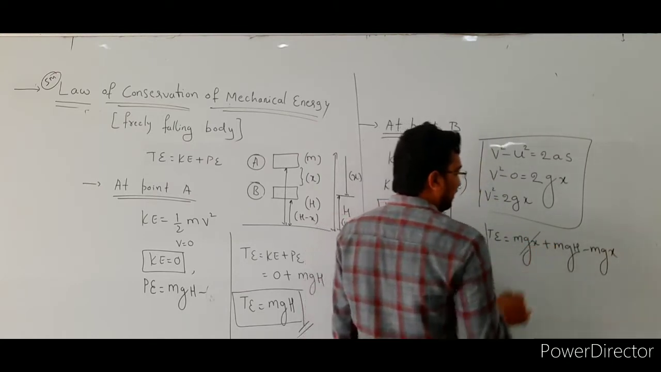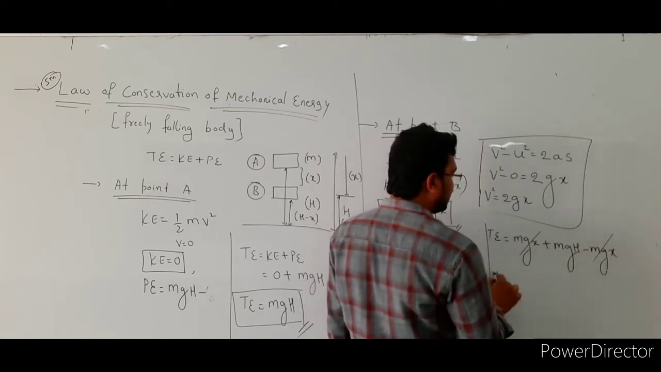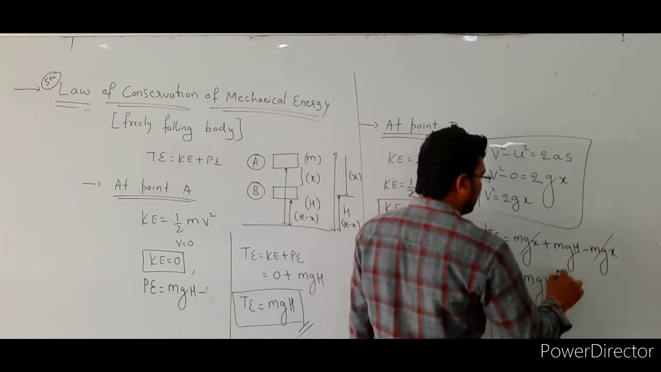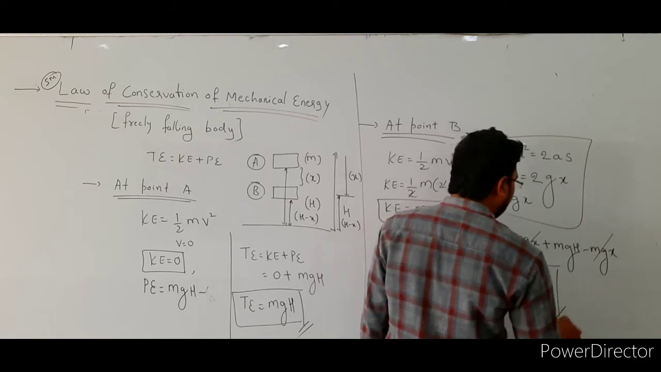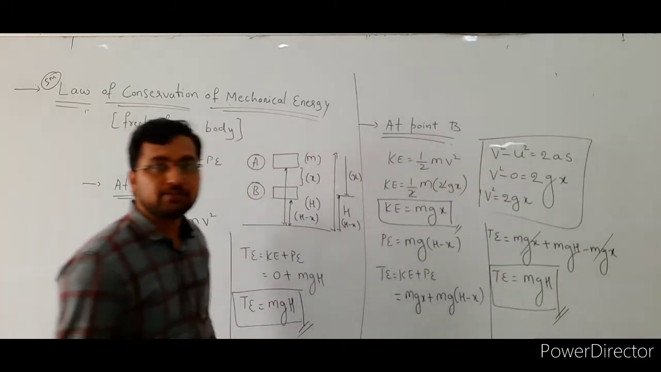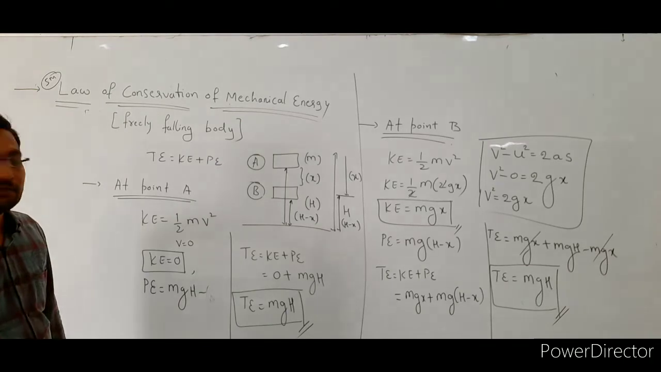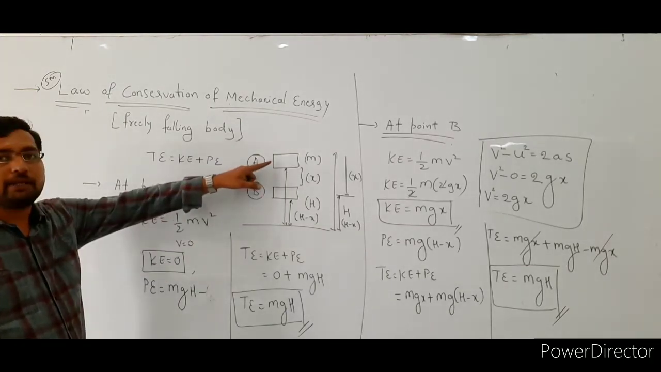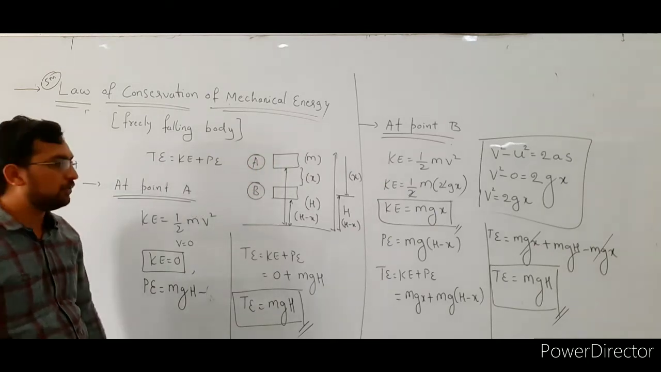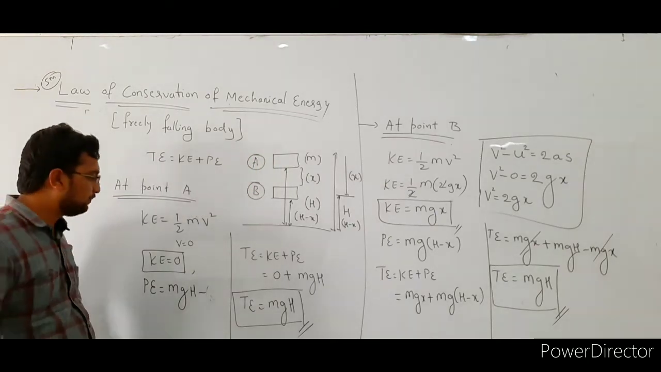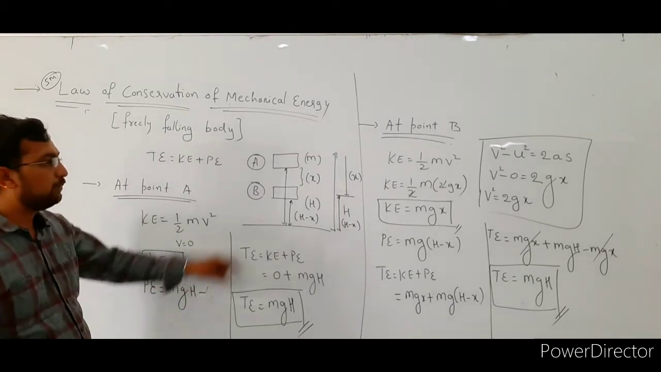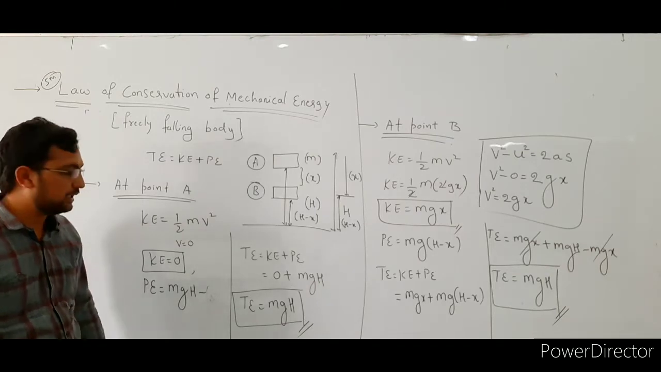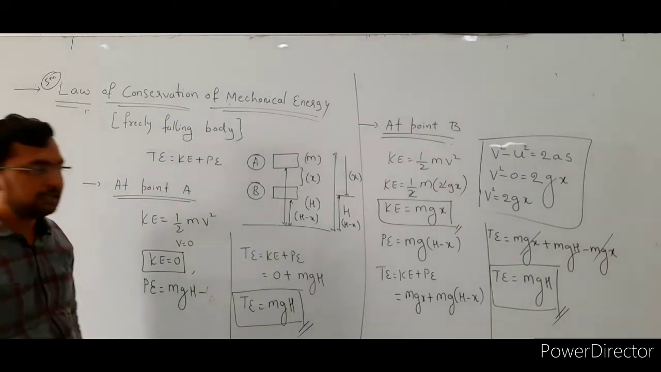In this case, plus mgx minus mgx get cancelled, then the total energy at point B is equal to mgh. Okay, see here at point A, the kinetic energy is 0 because initially that body is moving with 0 speed, or 0 velocity. Initial velocity is 0, then kinetic energy is 0. Then the potential energy of the body at point A is mgh.